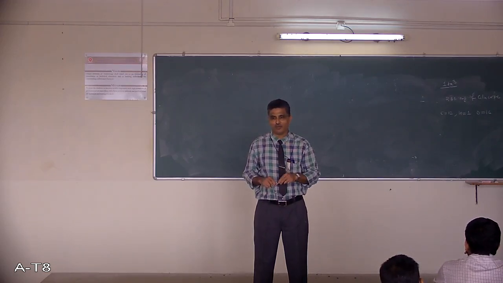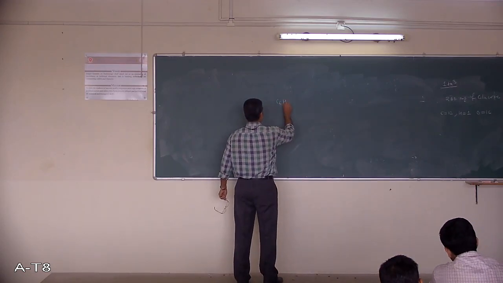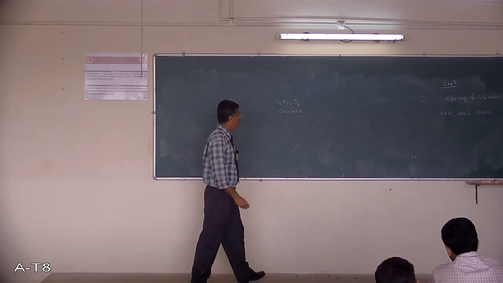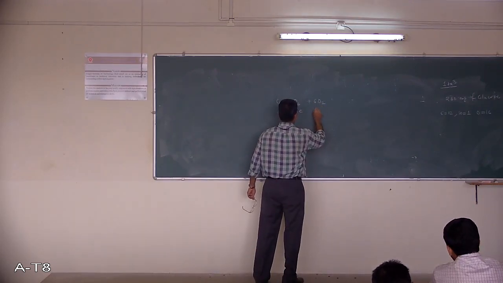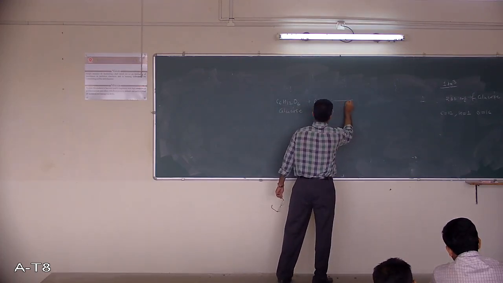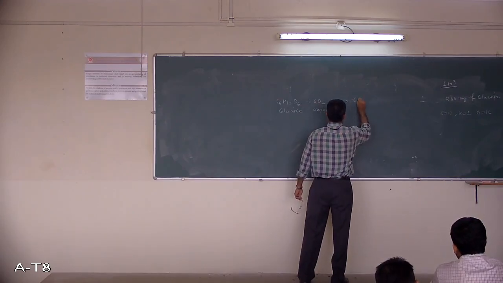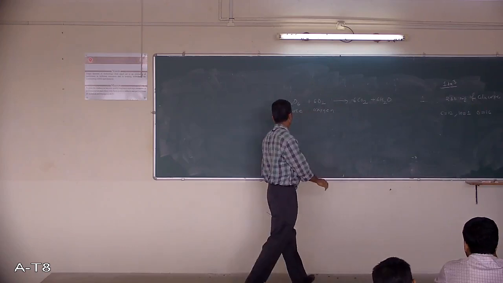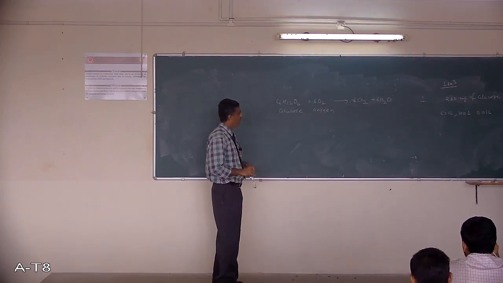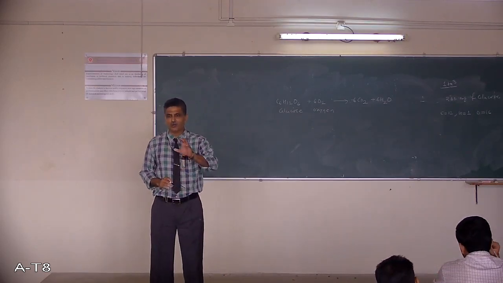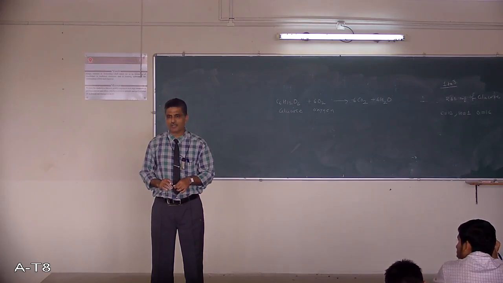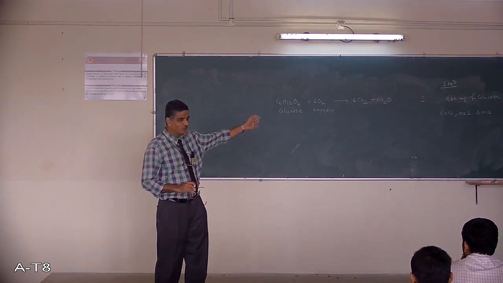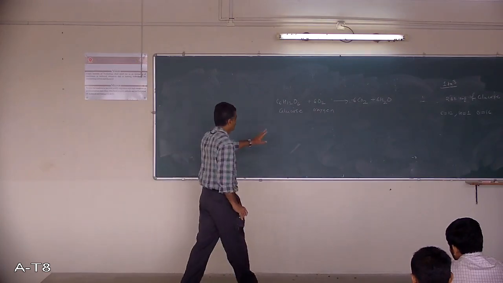This is a slightly different problem. Write the first equation: glucose C6H12O6 plus 6O2, oxygen, because we have to calculate oxygen, gives 6CO2 and 6H2O. When glucose is present in industrial waste from the sugar industry, it gets oxidized to carbon dioxide and water. The amount of oxygen required is 6 O2, 6 times oxygen.